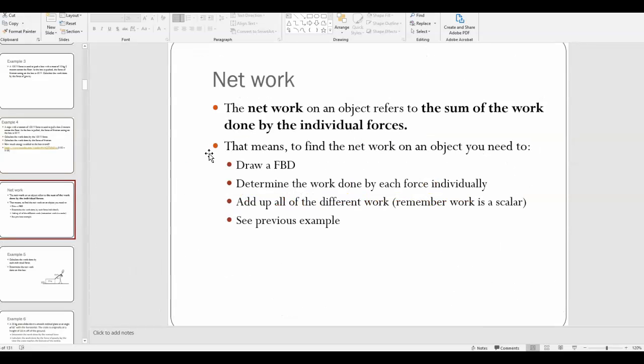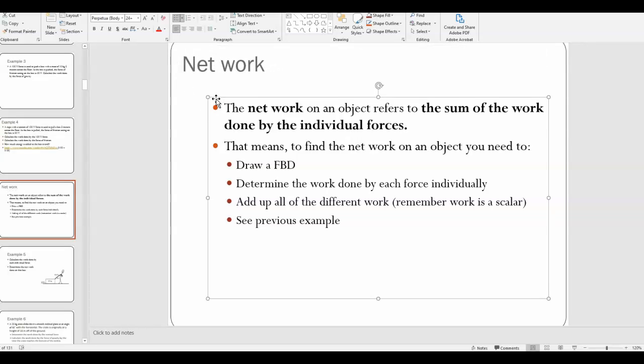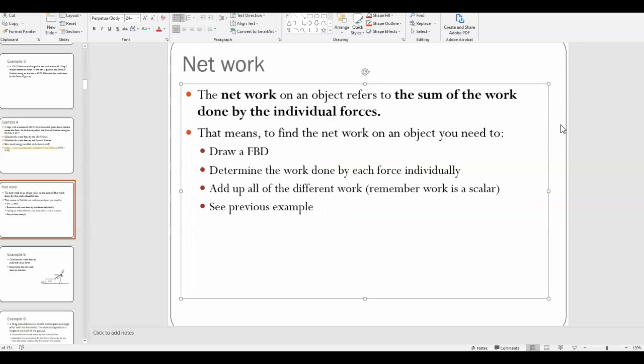So I think on this slide, I basically talk about what net work is, and I don't want you to freak out too much when you see net work. I know finding net force is kind of a pain because with net force you're adding vectors. With net work you're not adding vectors, you're actually adding scalars. And so scalars are just numbers. They can be positive or negative, but you don't have to worry about components or anything. And so finding net work is actually a lot easier than finding net force.